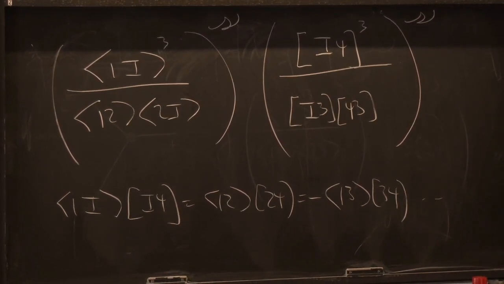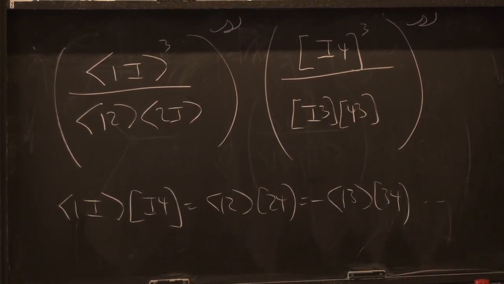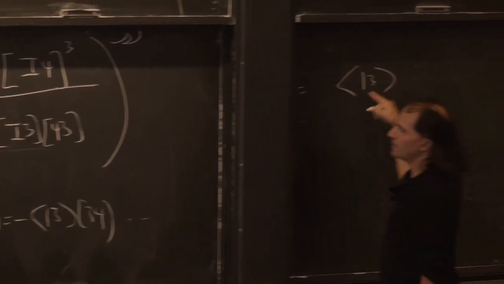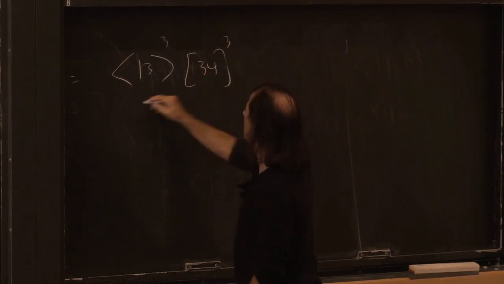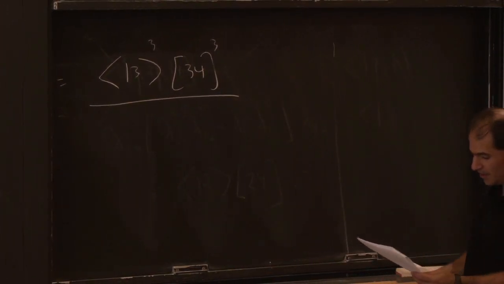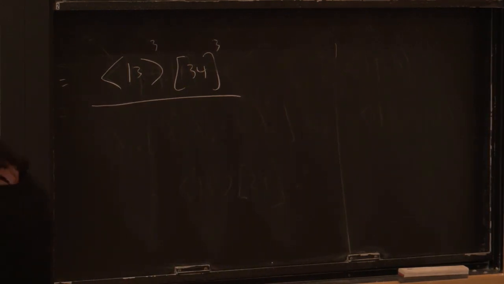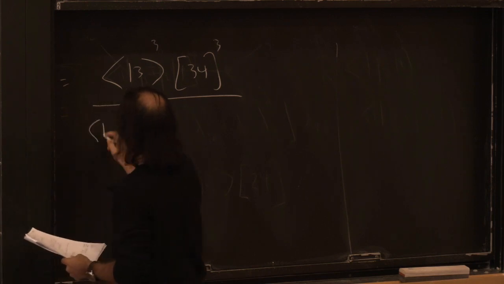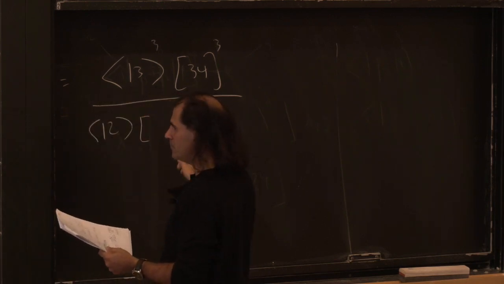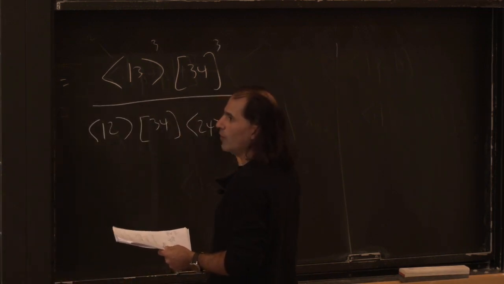We can actually just do it. So let me just do it in one dumbest way, just so you see you don't have to be clever. So like let's say upstairs, I write it as ⟨13⟩ cubed. So I'm going to use this ⟨1I⟩[I4]. I'm going to replace I with 3. Again, I'm not worrying about signs. So I have ⟨13⟩ cubed, [34] cubed upstairs. And downstairs, let me replace this ⟨2I⟩[I3] with, I'm just making a random choice, ⟨12⟩. I'm going to replace I with 4 down here. So I'll get [34], ⟨24⟩[43].